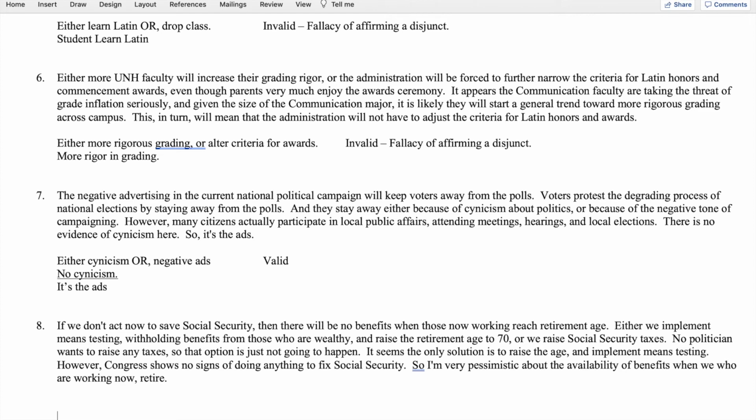You'll see there's actually 2 different arguments going on. If we don't act now to save Social Security, then there'll be no benefits when those now working reach retirement age. Either we implement means testing, withholding benefits from those who are wealthy and raise the retirement age to 70, or we raise Social Security taxes. No politician wants to raise any taxes, so that option is just not going to happen. It seems the only solution is to raise the age and implement means testing. However, Congress shows no signs of doing anything to fix Social Security, so I'm very pessimistic about the availability of benefits when we who are working now retire.